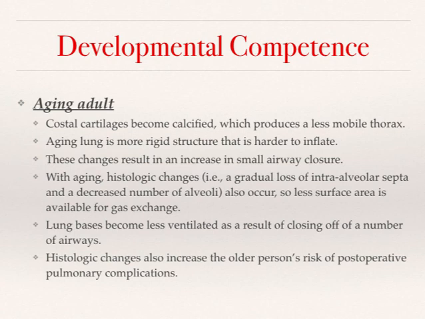At the smaller areas, when you look at the alveoli, they have a decrease in number. They have loss of the septa in between the alveoli. So basically there's less surface area for gas exchange. They're more apt to have complications with pulmonary disease or pneumonia because of all these factors. The lung bases are less ventilated because of the closing off of the airways, because of the decreased expansion.